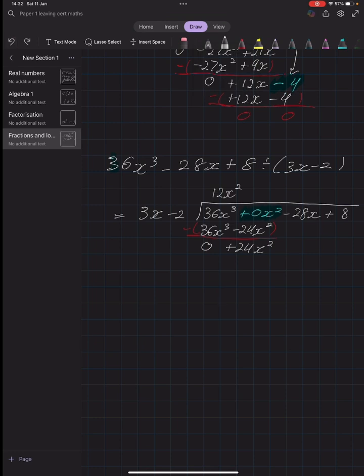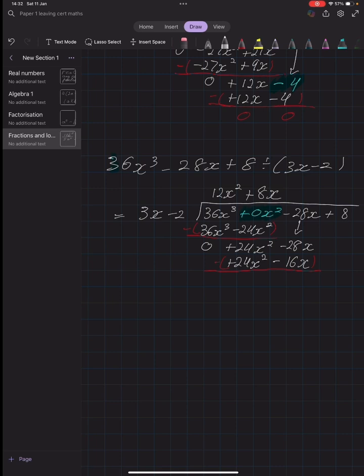So now 24x squared divided by 3x is plus 8x. So we get 24x squared minus 16x. Oh, I'm sorry, I forgot. You need to bring this down. Okay, just remember that step. It's very easy to forget, even I forget at times.